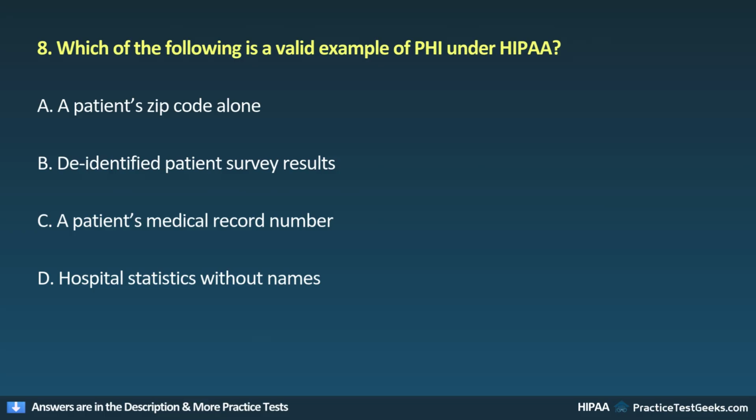8. Which of the following is a valid example of PHI under HIPAA? A. A patient's zip code alone. B. De-identified patient survey results. C. A patient's medical record number. D. Hospital statistics without names.